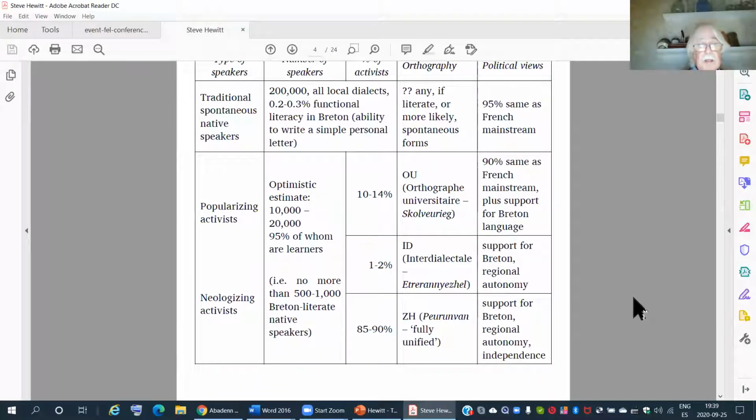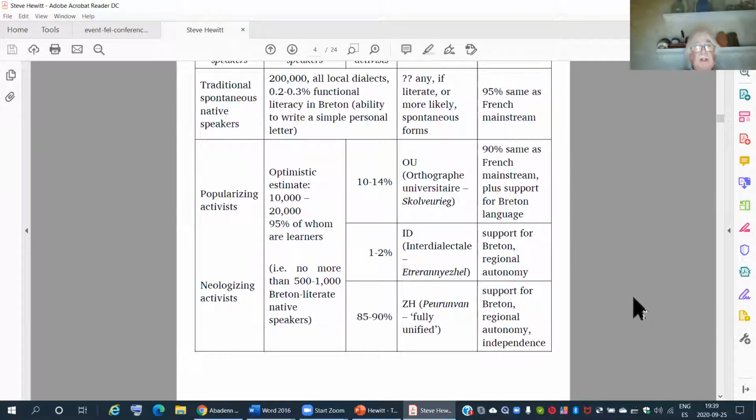Now, of activists, there's quite a big split between what I would call popularizing activists and neologizing activists. And the total number of activists comes to between 10 and 20,000, 90% of whom are learners, so it's very much dominated by learners. And this then means that there are no more than 500 to 1,000 Breton literate native speakers. The vast majority of people who are literate in Breton are learners.